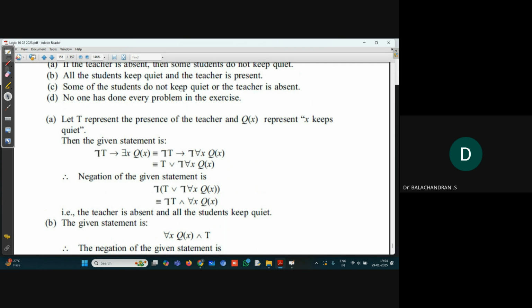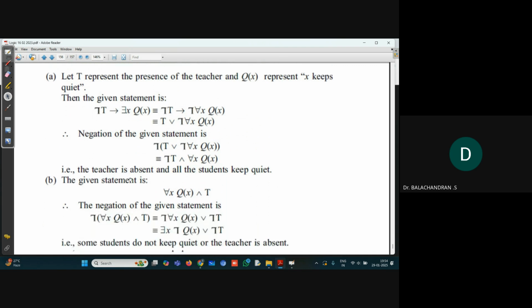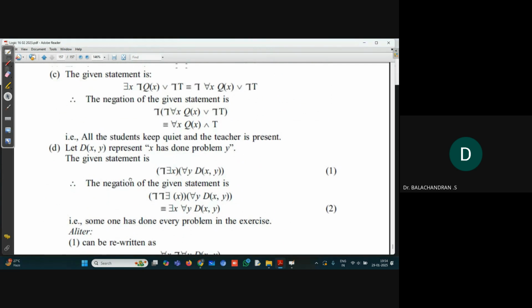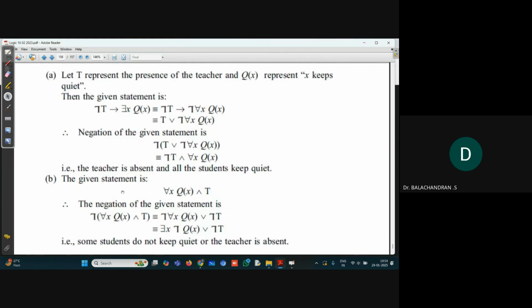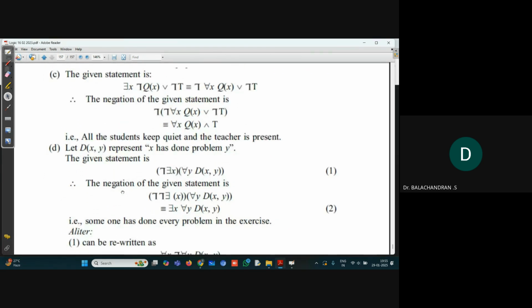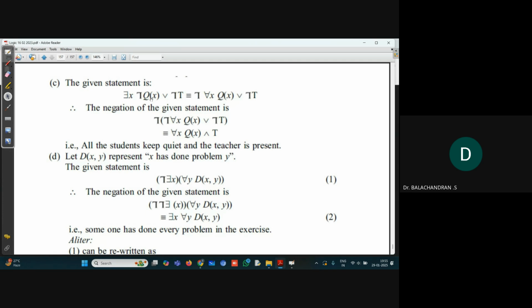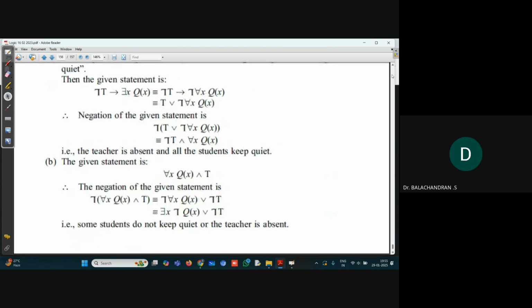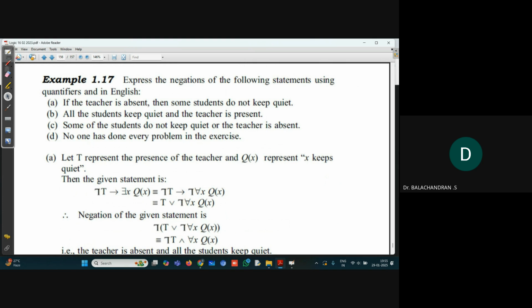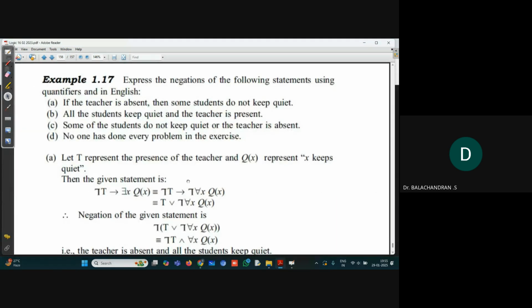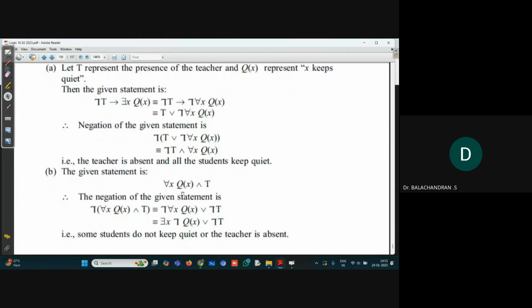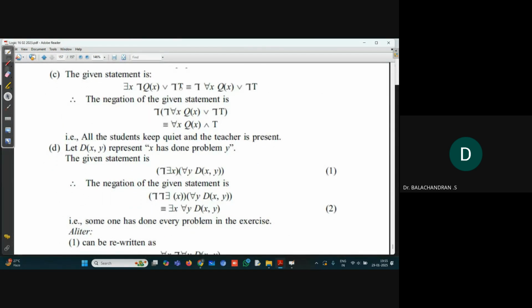Some students do not keep quiet means there exists x, negation Q of x. There exists x, negation Q of x. Some students do not keep quiet, or teacher is absent. Teacher is absent is negation T. So this is equal to, I'll take this negation outside.